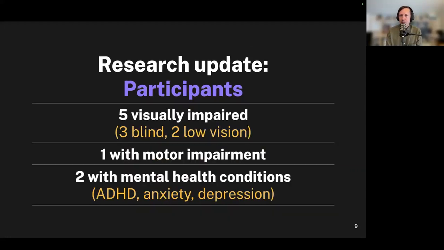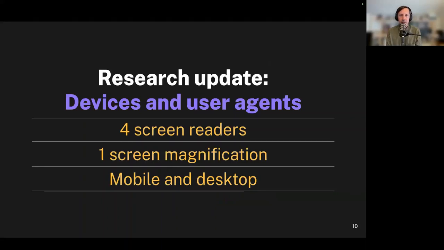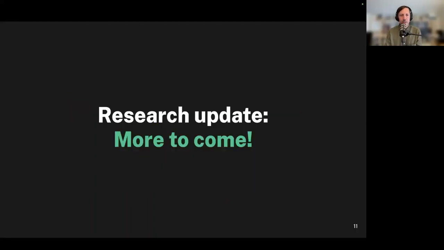Slide 9. We've been continuing our focus on research with people with disabilities and users of assistive technology. In this last round, we had 5 users with visual impairments, 3 blind and 2 low vision, 1 user with a motor impairment, and 2 users with mental health conditions, ADHD, anxiety, and depression. Slide 10. We were also able to test on a broad range of devices and user agents, 4 screen readers, 1 instance of screen magnification, and tests on both mobile and desktop. Slide 11. We'll have more to come on findings from this last round of research, but we learn a lot with every round, and we're gearing up for the next ones now.